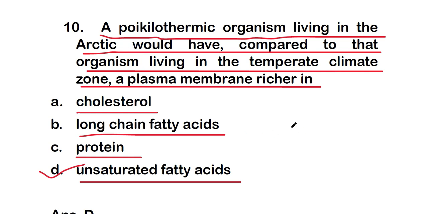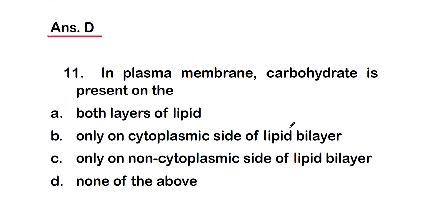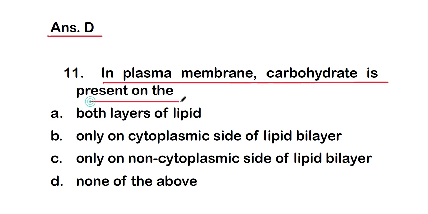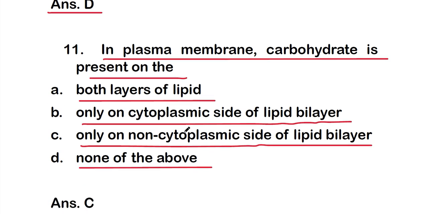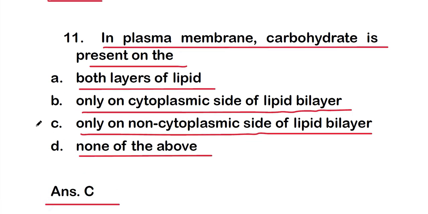Okay, so let's move on to another question, question number 11. In plasma membrane, carbohydrate is present on the: option A, both layers of the lipid; option B, only on the cytoplasmic side of the lipid bilayer; option C, only on the non-cytoplasmic side of the lipid bilayer; or option D, none of the above. And the right one is option C, that is, only on the non-cytoplasmic side of the lipid bilayer. So in plasma membrane, carbohydrate is present only on the non-cytoplasmic side of the lipid bilayer.